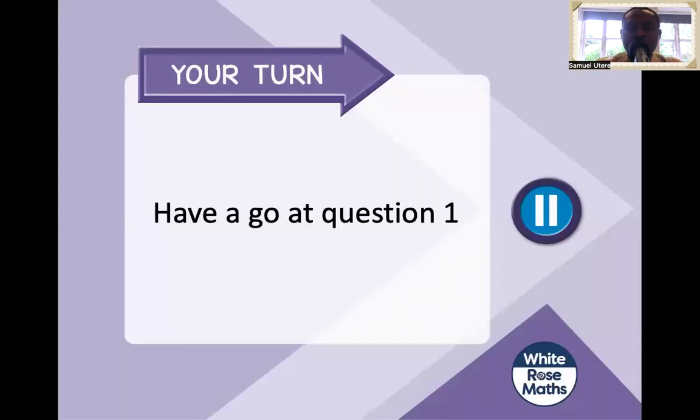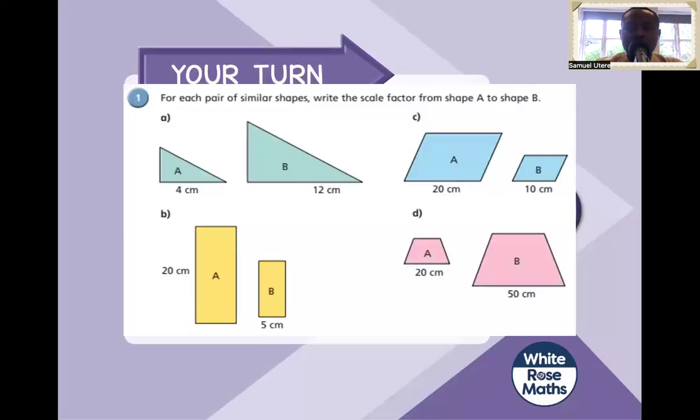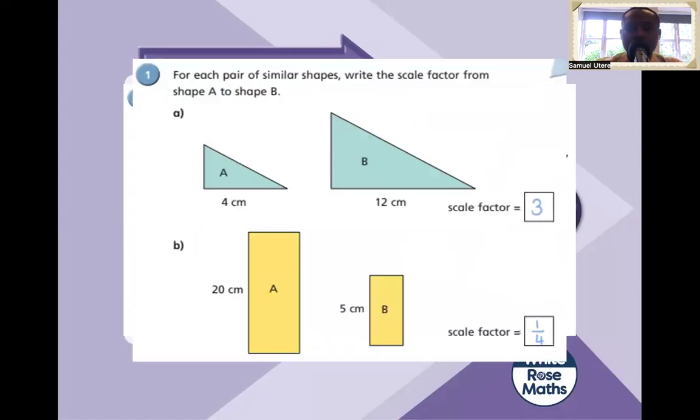It's now time for you to practice what you've learned. Pause the video and answer question 1 in 2 minutes. Assuming you've paused the video and you've answered question 1, here are the answers. Let's discuss them. For question 1, A and B, we can see that the scale factor is 3. Why? We see the multiplicative relationship to go from shape A to B as 3. And then to go from shape A to B, we see the multiplicative relationship is 1 over 4.